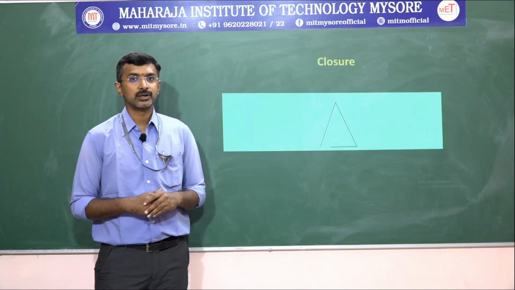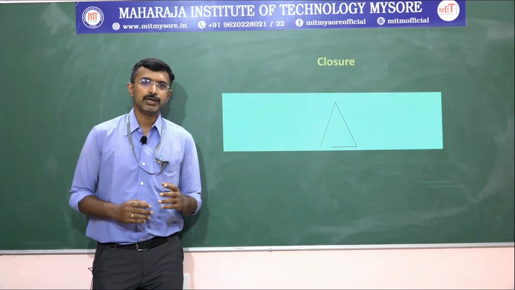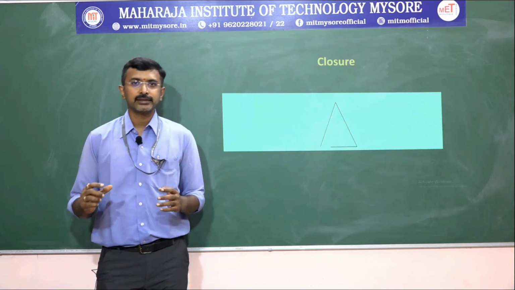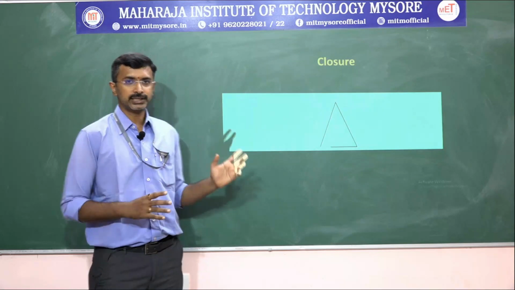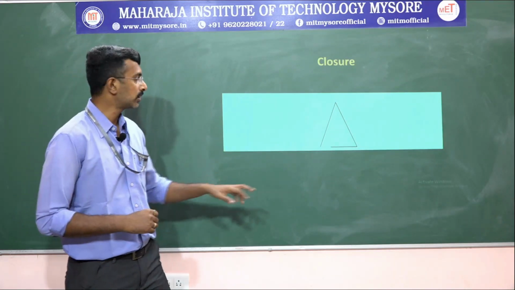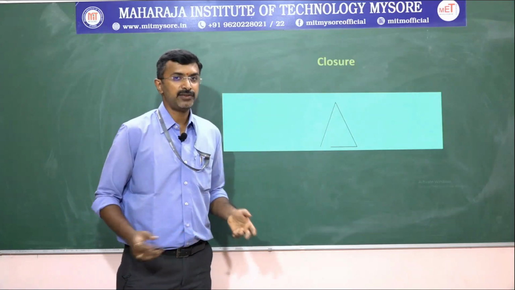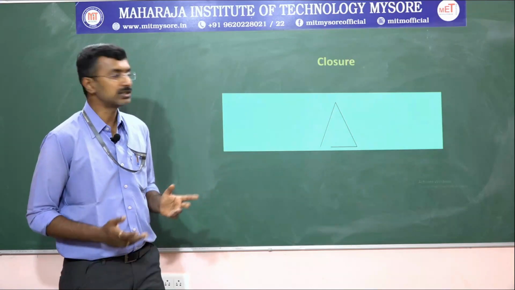Next is closure, a very important part. Our mind is such that even if you do not complete things, it automatically considers them completed. Look at this example of a triangle. Is it a complete triangle? No, there is a small gap. But if you ask anyone, is it a triangle? They say yes.